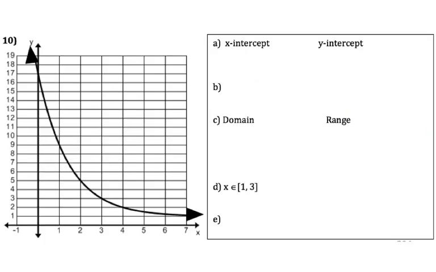Okay, so number 10. Here's the graph of our exponential function. Part A asks for the x-intercept. Well, if we look at our graph, notice it's going down, down, down, down, down, until it reaches almost a 1, and then it kind of levels out at 1. So that means this function will never cross the x-axis. So we're going to write none.